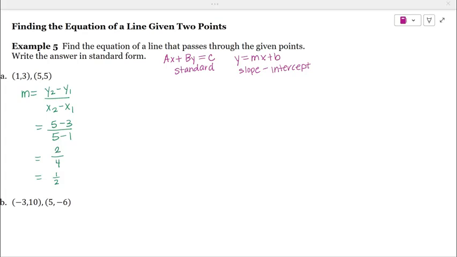Next, I'll use the point-slope formula. y minus y1 equals m times x minus x1. And I can use either of the points here. I'm just going to use 5, 5. It doesn't matter which point you use at this point. So we'll do y minus 5 equaling 1/2 times x minus 5. Now I'm going to distribute that 1/2.